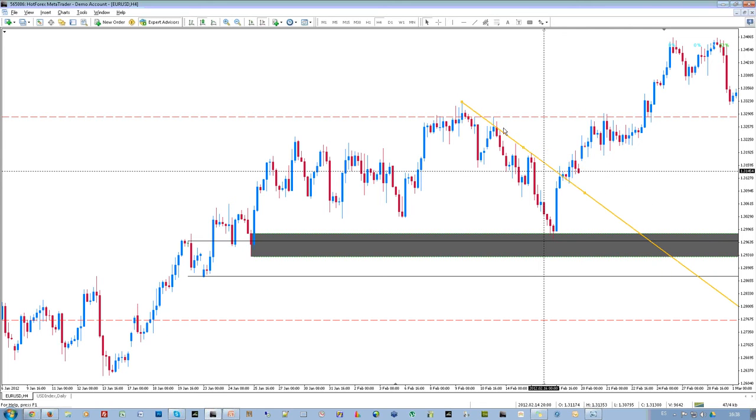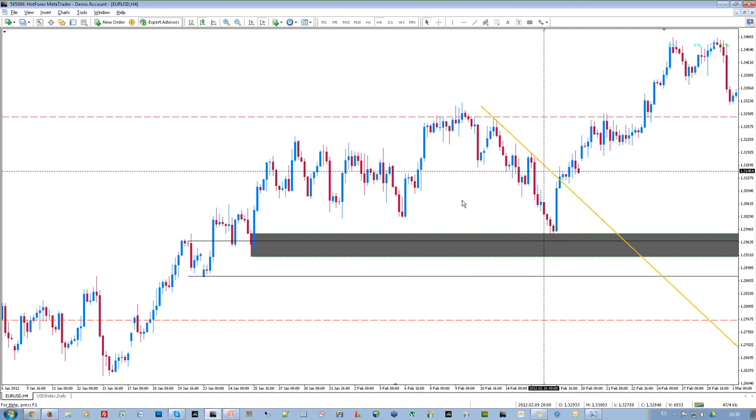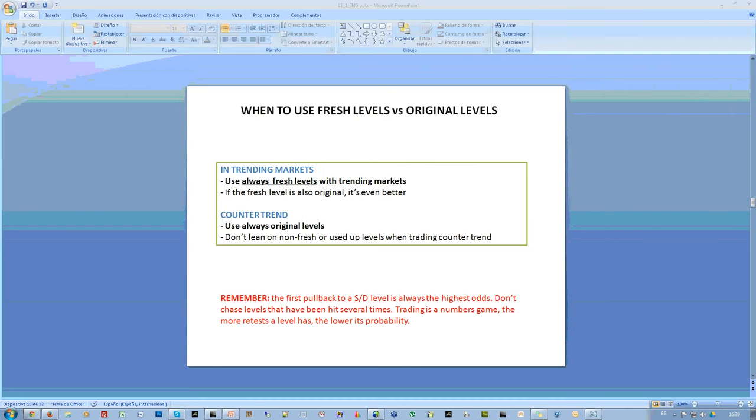this trend line, which was something like this, is no longer valid. Remember the rule: once we reach a higher time frame area, we expect that area to react. So this trend line is no longer valid, and we look for fresh areas of demand and original areas of demand.